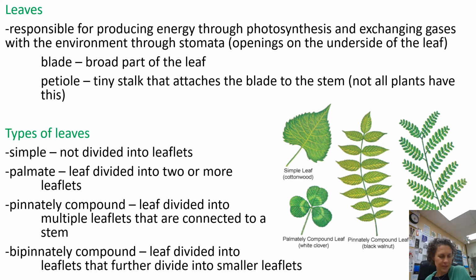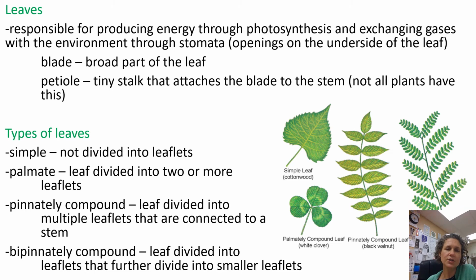Okay, so now leaves. Leaves are where energy is produced. This is where photosynthesis takes place. It's also where oxygen is taken in. Excuse me, that's totally wrong. It is where CO2 is taken in and oxygen is given out through the stomata. The stomata are little holes on the underside of the leaf.